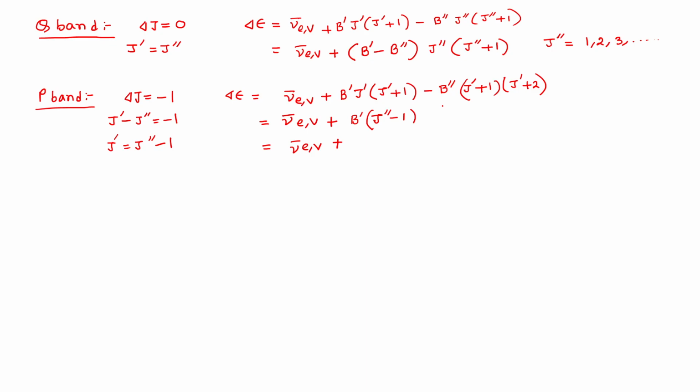Then I have J dash plus 1, which will be J double dash, right? Because it is J double dash minus 1 plus 1, which will be 0. Then I have B double dash, and what I'm trying to say is that I'm not writing this line at all.